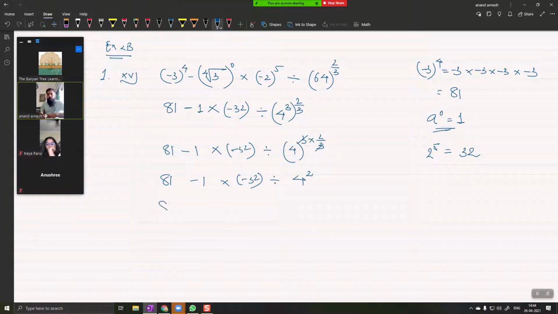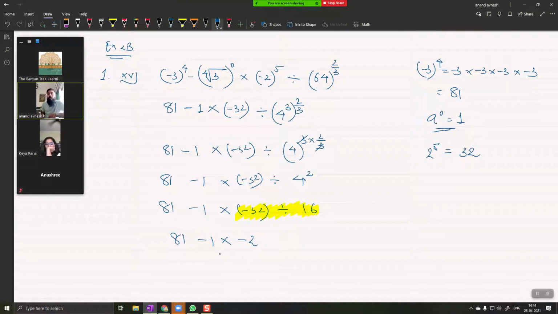So 81 minus 1 times minus 32 divided by 4 square, divided by 16. Now, I have to apply BODMAS. In BODMAS, the first operation which I do is bracket, then of, then division. There is no bracket, there is no of. So, division will be the primary operation which I will carry out. So minus 32 divided by 16 is minus 2.